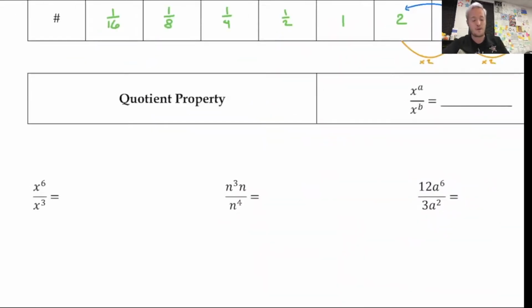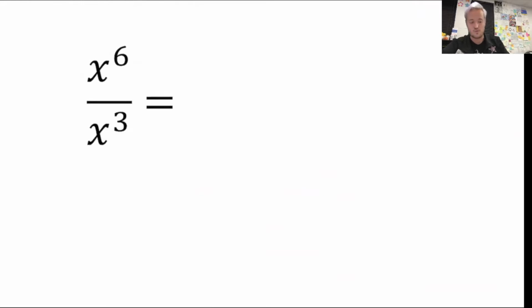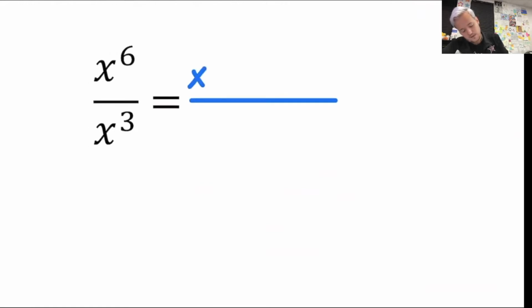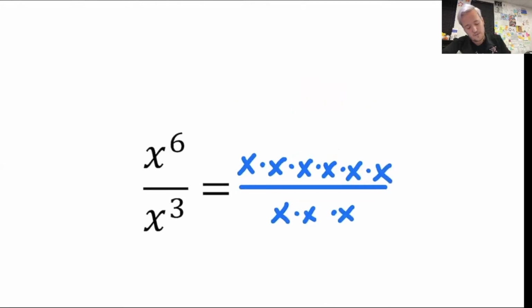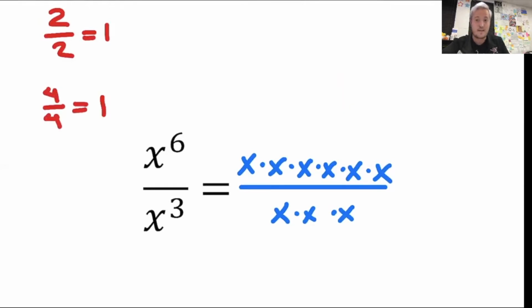I'm going to start by expanding this first one, and we're going to discover the rule. First off, I'm going to have 6 x's in my numerator, and then 3 x's in the denominator. Just like a fraction, I'm going to start simplifying. A value over a value, if it's the same, simplifies to 1. If I have 2 over 2, that simplifies to 1. If I have 4 over 4, that simplifies to 1. So I'm looking for what seems like an identity.